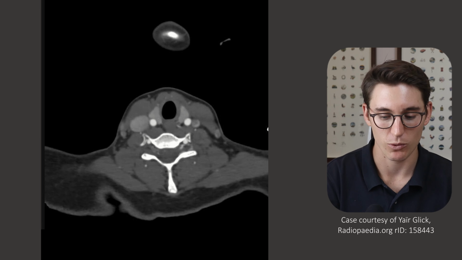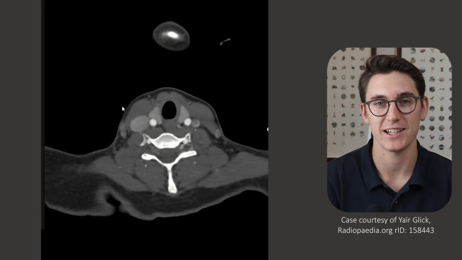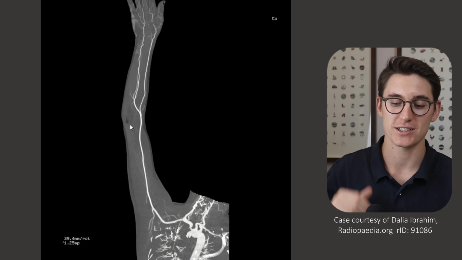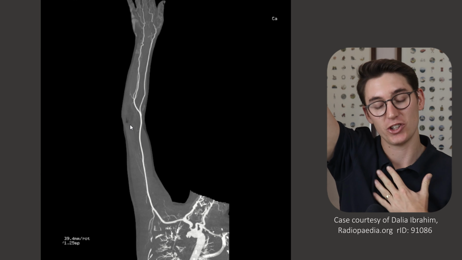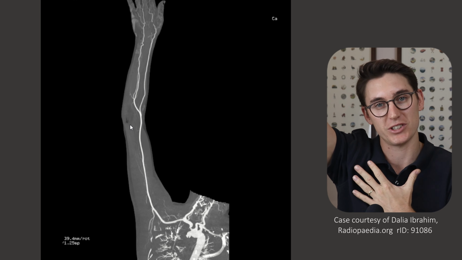Now I want to show you one more image, and that is a CT angiogram of the entire upper limb. Now a patient sitting like this within the CT scanner, so you can see how the orientation of these arteries has changed.